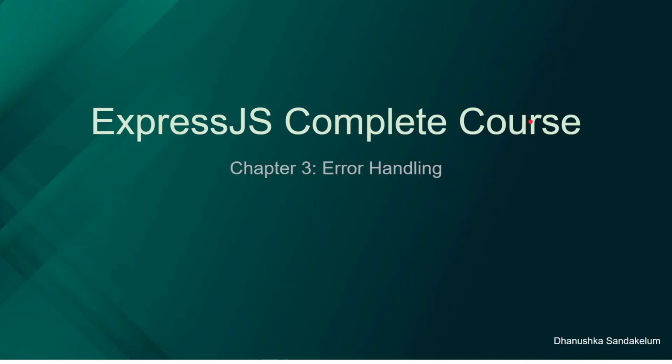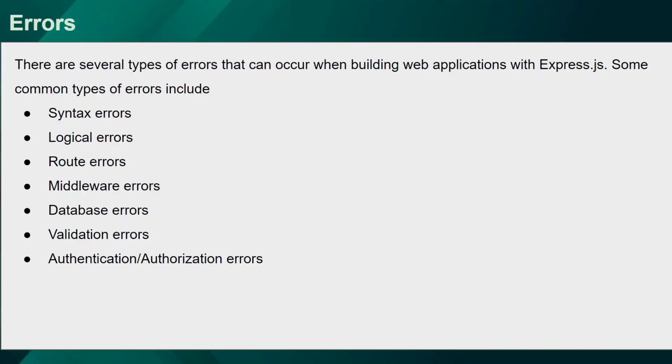Alright, so in this chapter, let's see what error handling is about. Errors are basically outputs that are invoked by our backend or any other application once we make some sort of a mistake, right? So these can be either syntax errors, logical errors, or route errors, or something like that.